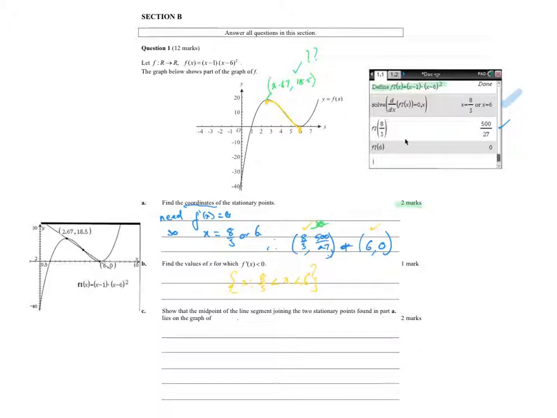Part C talks about the midpoint of the line segment joining the two stationary points. So put the two stationary points in, okay? And the line segment is just the line joining them. So it's that section there. You can see it's already on the calculator. And I need to find that point there. So what is the rule for the midpoint?